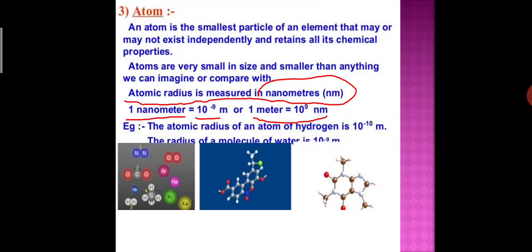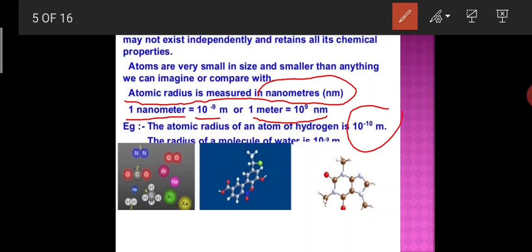So students, the atomic radius of an atom of hydrogen is 10 to the power minus 10 meter. And if we talk about molecules, the radius of a molecule of water is 10 to the power minus 9 meter. This is on page number 33, a relative size table giving the radius of different atoms and molecules. Atoms of hydrogen are 10 to the power minus 10, molecules of water 10 to the power minus 9, and molecules of hemoglobin 10 to the power minus 8. You should learn this table also.